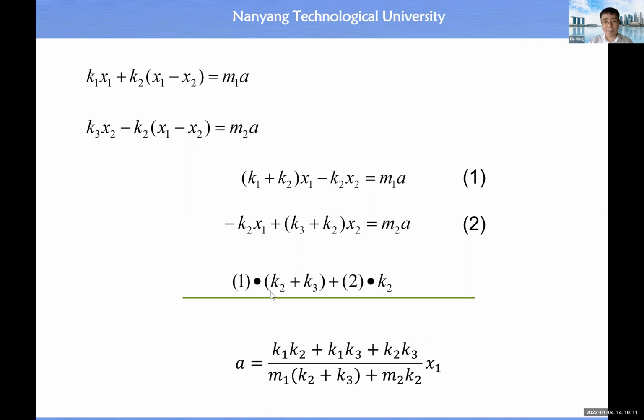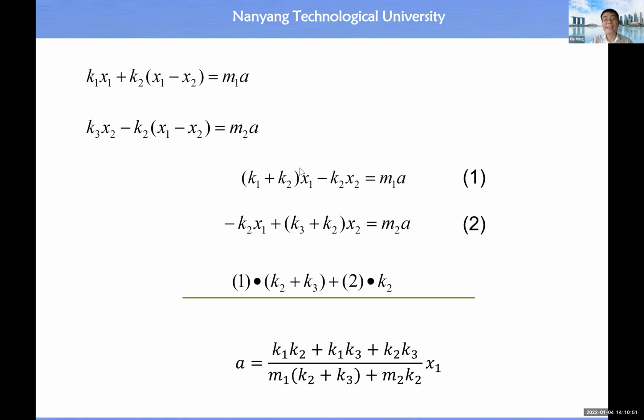Then equation 1 times K2 plus K3. That means this one times K2 plus K3, because we want to eliminate X2, because the question asks us to relate acceleration to X1. So we want to eliminate this one. This one will be multiplied by the coefficient of this X2, and the second equation will be multiplied by K2, all right? Then add them together, then this X2 will disappear, all right?